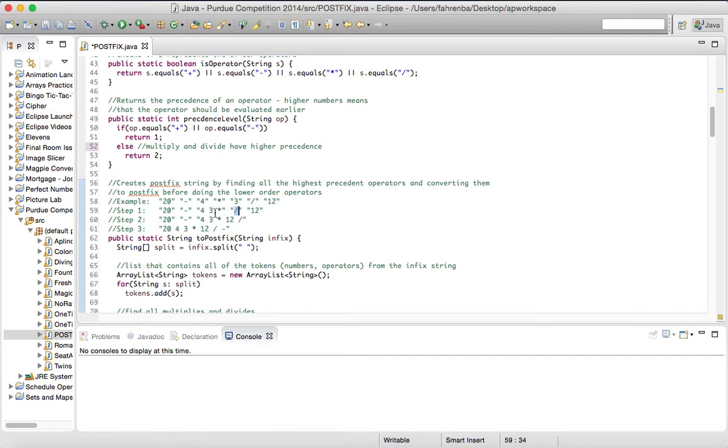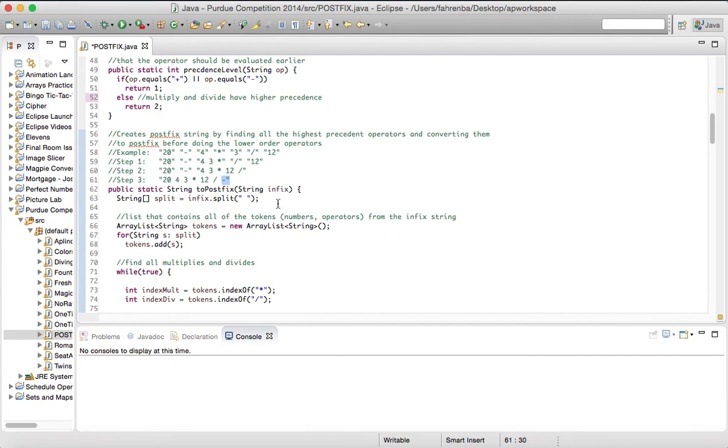And so we do the same thing again. We're going to combine 4 3 times with the 12 and the divide by symbol to create this kind of larger token. And then at the end we only have one more operator, the minus. So we take the 20, the 4 3 times 12 divide, and then combine it with a negative at the end. And so that's what my code is going to do here.